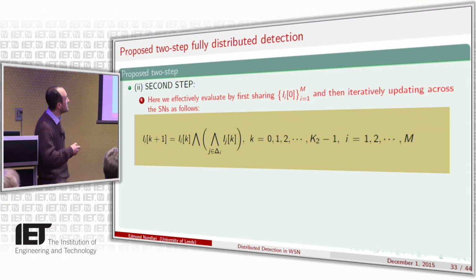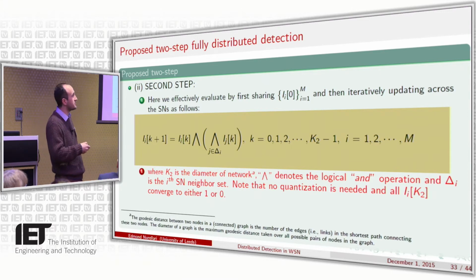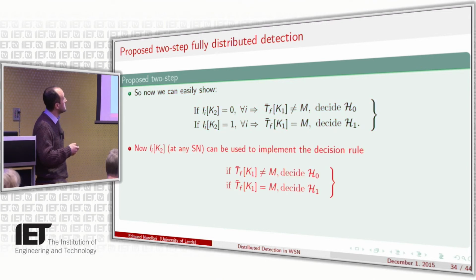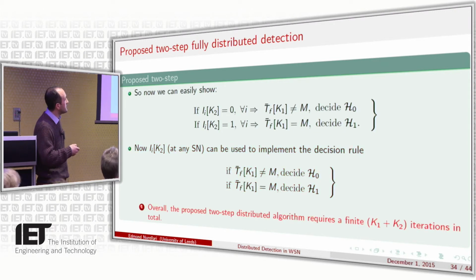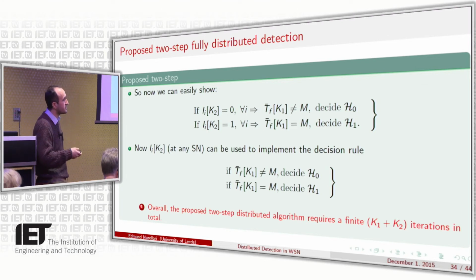Here we introduce the binary consensus algorithm, where we share the random variables, zeros and ones, and eventually this converges at the k2 minus 1 iteration, where k2 is the diameter of the network. We know the diameter of the network, and hence we know where to stop the second step of collaboration. So now we can easily show that if those are 0, we decide the target is absent, otherwise the target is present. So the proposed algorithm requires K1 plus K2 iterations, where the conventional algorithm converges only in the limit, so it requires infinitely many iterations.